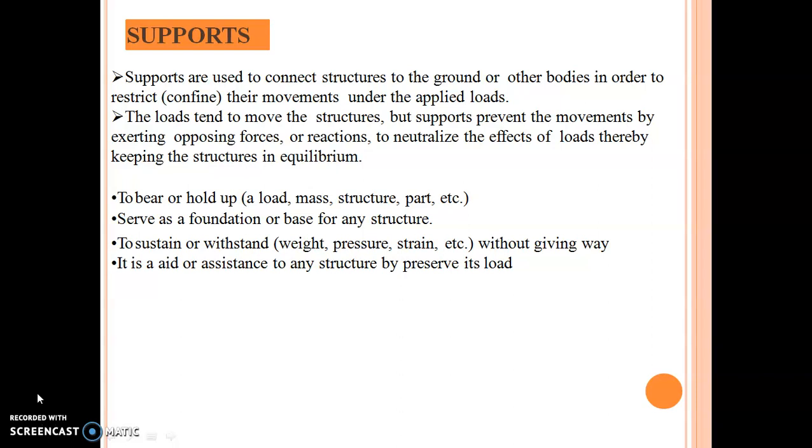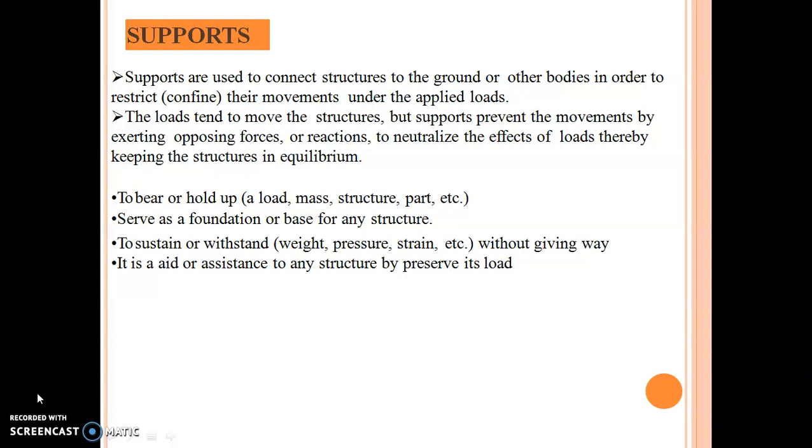Supports are used to connect the structure to the ground or other bodies in order to restrict their movements under the applied loads. As we know, we have taken the example of a beam, or we can also take the example of a bridge. A bridge is supported with the help of a number of columns, and we can refer to these columns as supports, which restrict the motion of the beam or bridge. So, to restrict the motion, we are using the supports.